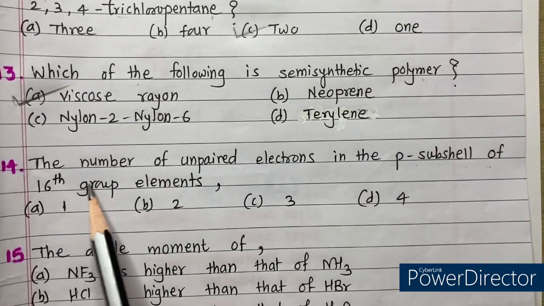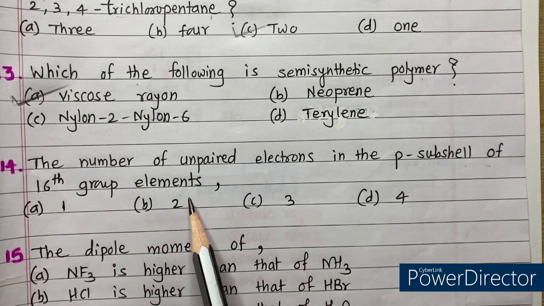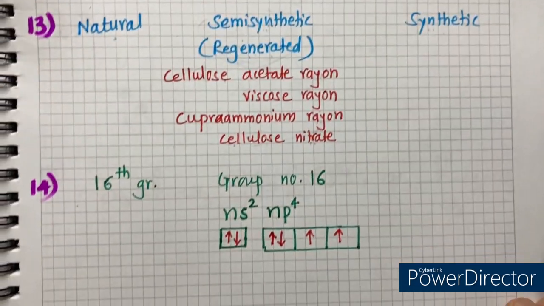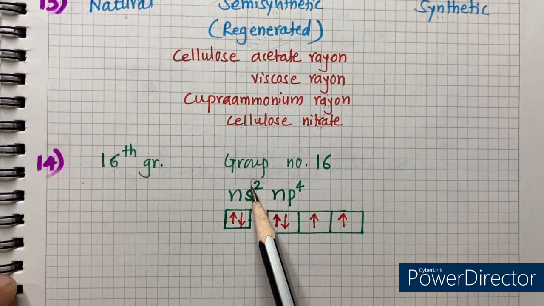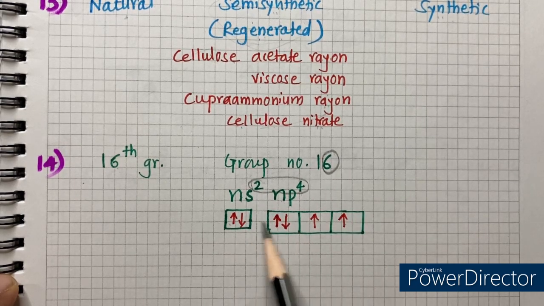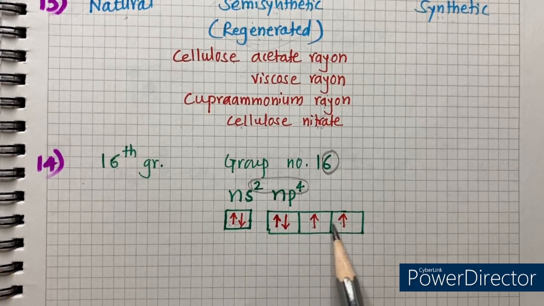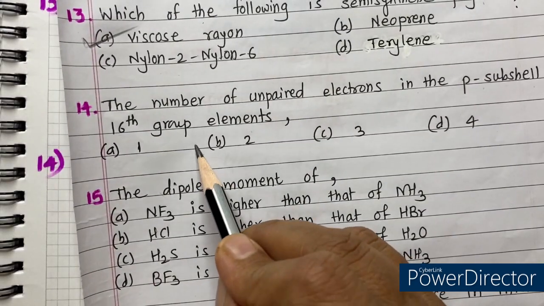Next, the number of unpaired electrons in the p subshell of a 16th group element. We know the 16th group, group number 16, has configuration ns2 np4. Okay, now in the box diagram, two unpaired electrons are present. Therefore, the answer is this one.